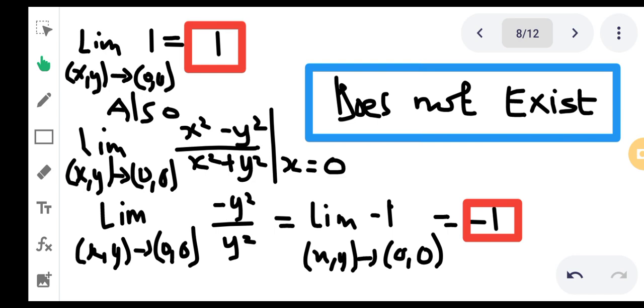Then we also do it for the y component, and we know that for the y component, x is equal to 0. So we find the limit as (x, y) approaches (0, 0) of x squared minus y squared over x squared plus y squared along x is equal to 0. So that's along the y-axis. The same thing, wherever we see x, we just substitute 0 there. So you are going to get negative y squared over y squared, and you are going to get the limit of negative 1, which is equal to negative 1. So comparing 1 and negative 1, they are not the same. So I can boldly say the limit does not exist.